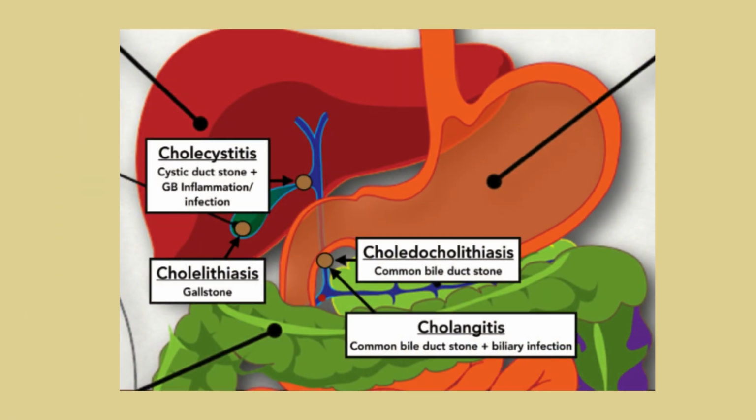This picture is showing the difference between cholecystitis, cholelithiasis, choledocholithiasis and cholangitis. When the stone is simply present in the lumen of the gallbladder, it is known as cholelithiasis. When the stone is stuck in the cystic duct and causes inflammation of the gallbladder, that is cholecystitis. When the stone is present in the common bile duct, it is known as choledocholithiasis. And when the stone is present in the common bile duct plus there is a biliary infection, this is known as cholangitis.